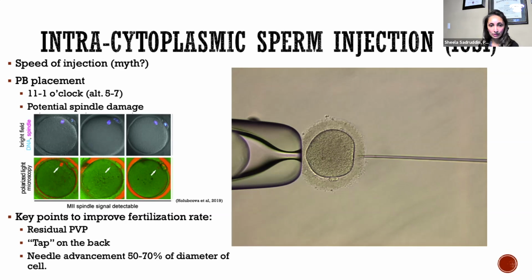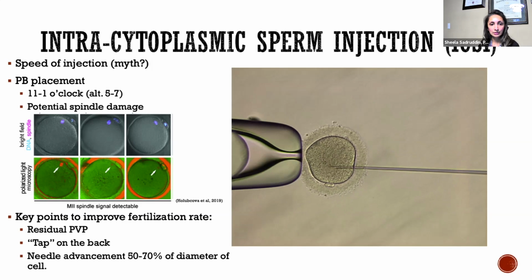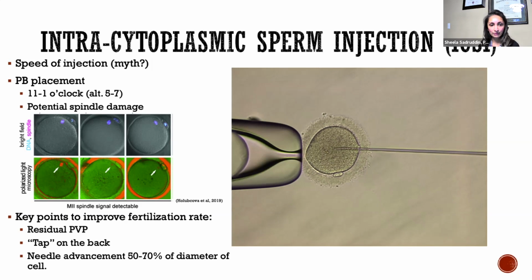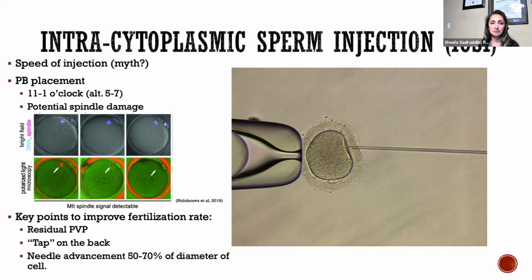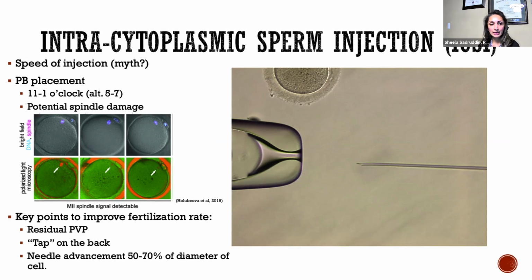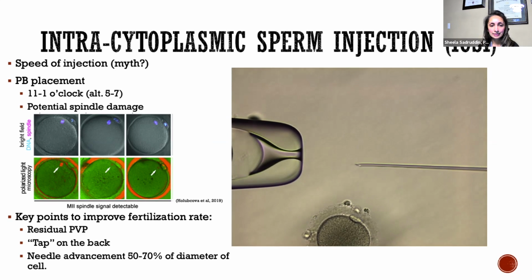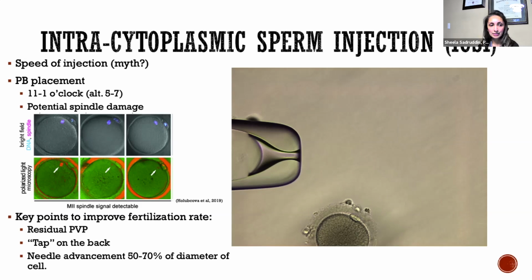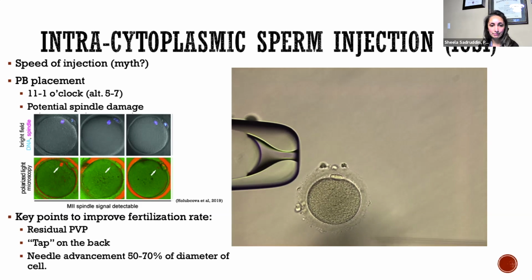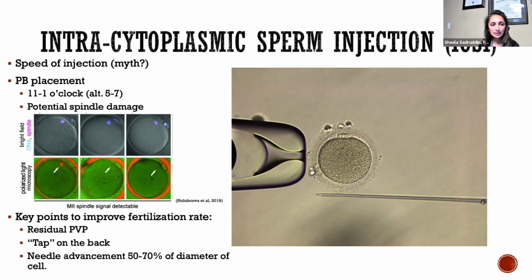So here we're using the polar body again, also as a guide. We'll go ahead and hold the zona firmly against the holding pipette. We'll advance the needle through about 50 to 70% of the way through the cytoplasm, aspirate, make sure that we have that break, and then slowly deposit the cytoplasm back into the cell, and then of course the sperm to follow. And then that tuck that you see is us making sure that the sperm is touching the cytoplasm, so that we increase the rate of fertilization.